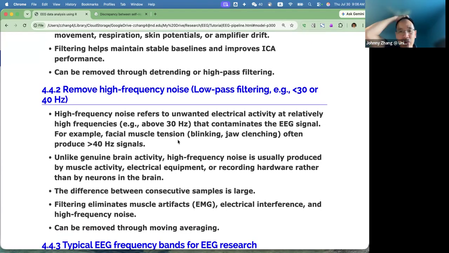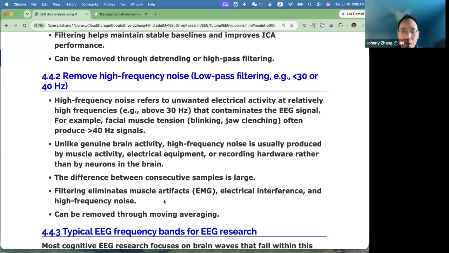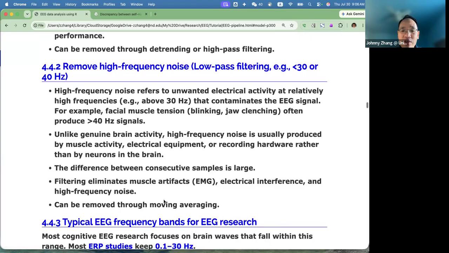For some more active movements, like blinking, the scalp often produces signals with very high frequency, greater than 40 hertz. So we can also remove those high frequency noises using methods such as a moving average.